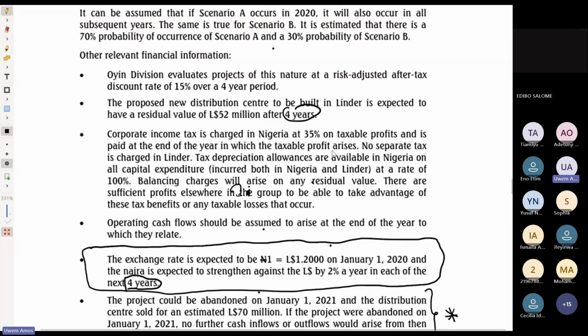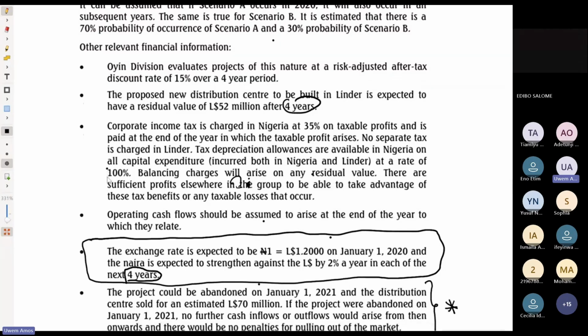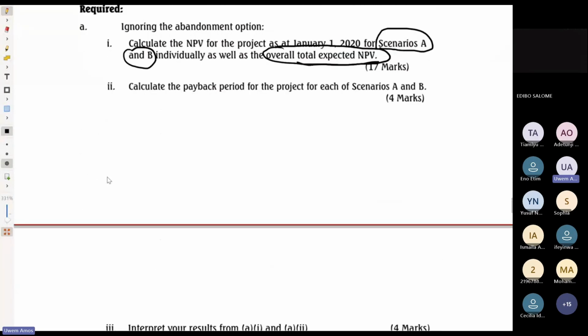So that's the tax in Nigeria, but we're in Linda now. No separate tax is charged in Linda. So if there was tax, you put it there. I'm just putting that line as a placeholder, in case there's a tax in Linda, they're going to copy the tax and put it there. So no separate tax is charged in Linda. So taxation is 0 for us.